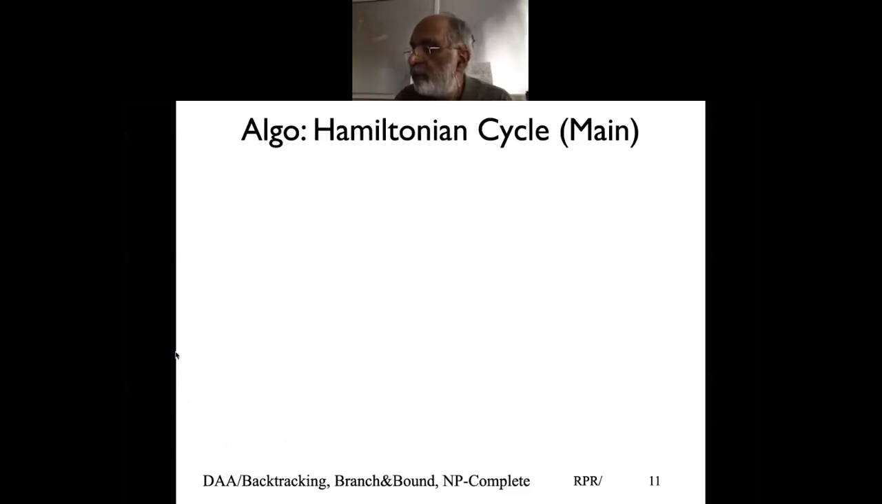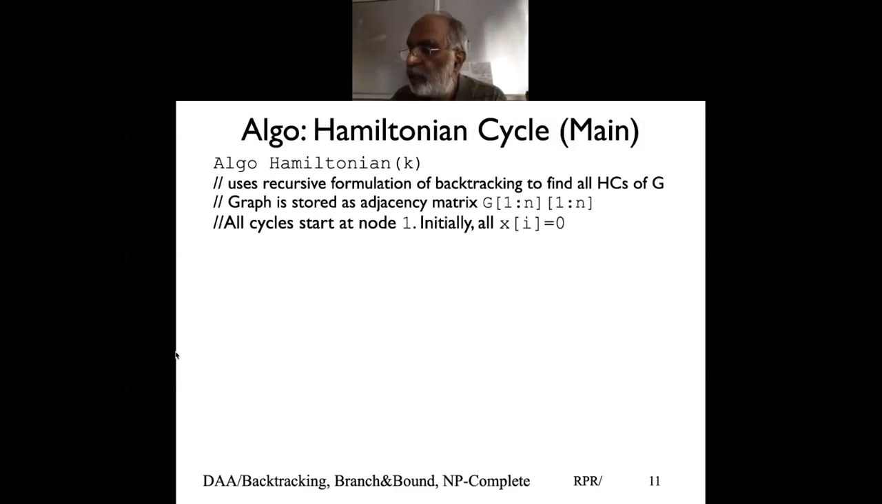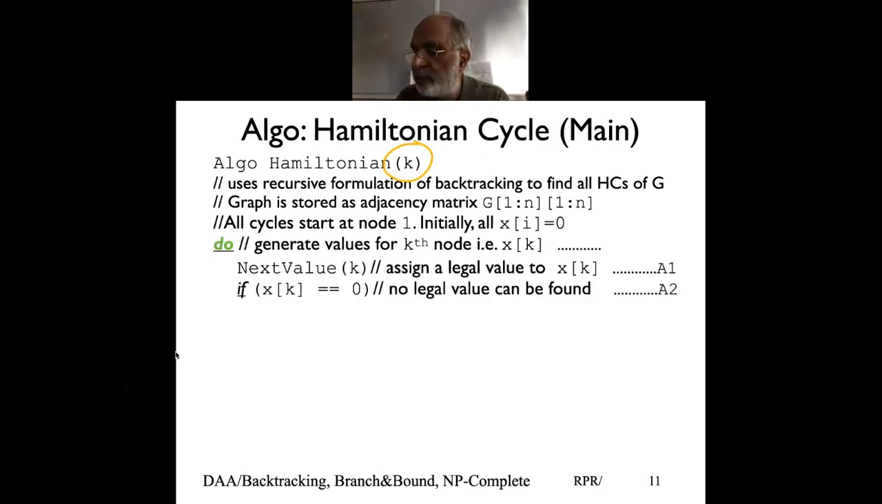Having chosen vertex k, my main algorithm works like this. Hamiltonian k means having chosen the kth vertex, does it follow in my path? So basically the first thing you call is next value. Choose the next value, which is the kth vertex. Make sure this is not 0, because if this is 0, that means there is no path, and we need to backtrack. Because we are not able to proceed further, backtrack, go back to the previous one, and then we return from this and go to the previous.